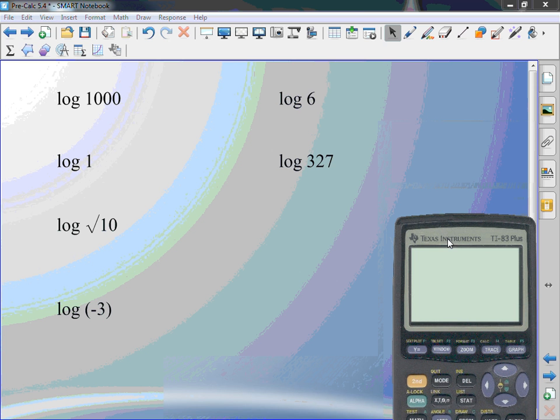So I have log of 1,000, log of 1, log of the square root of 10, log of negative 3, log of 6, log of 327. Just write them down. When you see just log of 1,000, that stands for log base 10 of 1,000. If you do not see a base on a logarithm, it automatically stands for base 10. So this is another way you might see it. Log base 10 of 1,000.